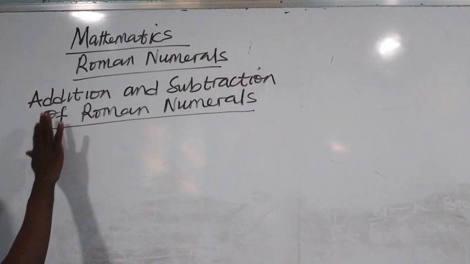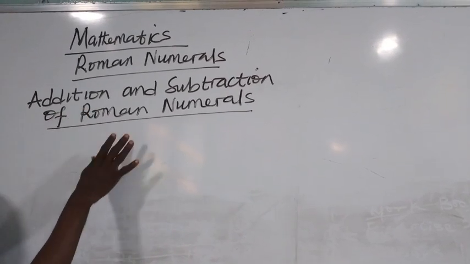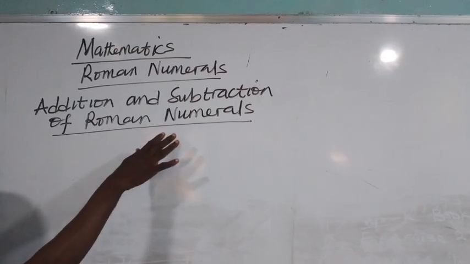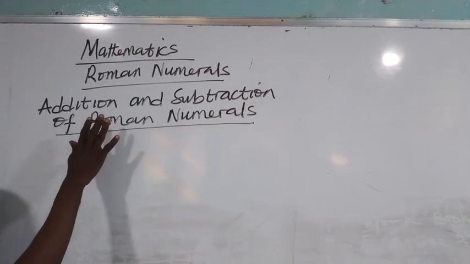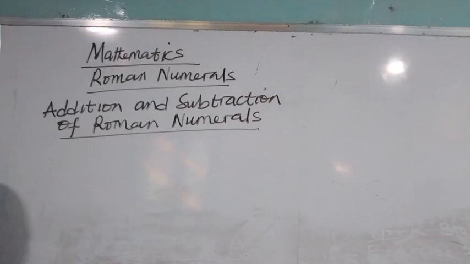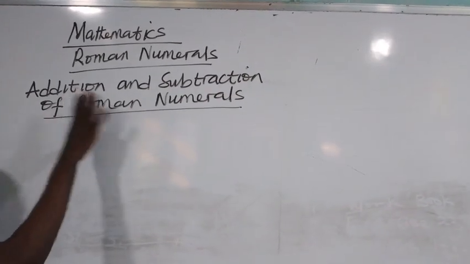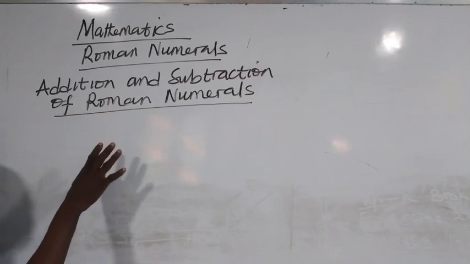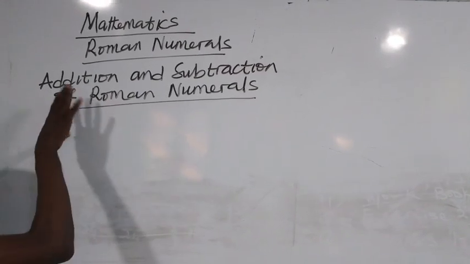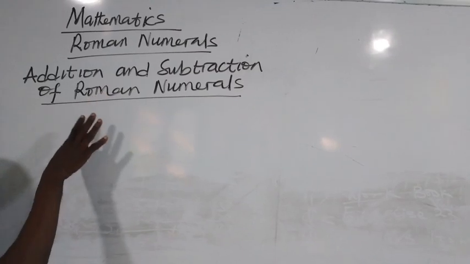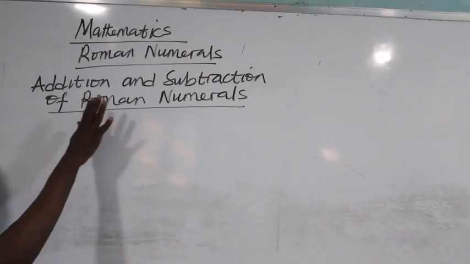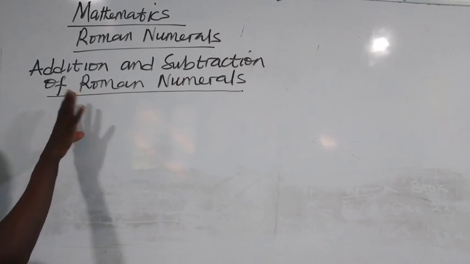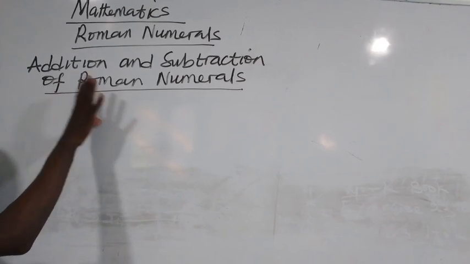Roman numeral. The aspect of Roman numeral that we want to look at today is addition and subtraction of Roman numeral. Last week we looked at the most important numbers in Roman numerals that can help us understand what Roman numeral is all about. But today we want to look at another aspect of Roman numeral that has to do with addition and subtraction.